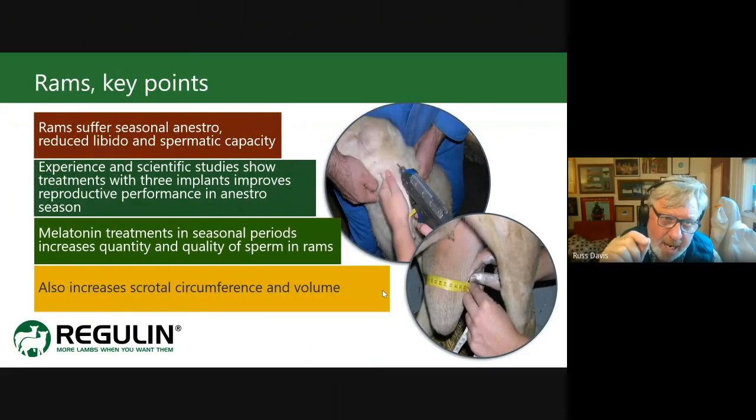The key points are: while rams will jump at any time, and anyone who says they won't, they will given the right circumstances, they do suffer from seasonal and oestrous behaviour. They reduce their libido and spermatic capacity is significantly reduced. We know through experience and studies, 3 implants improves the reproductive performance in an oestrous season. If you put 3 in instead of 2, you cover nearly all the weight ranges of rams, from small light rams through to big rams. So 3 is the go.